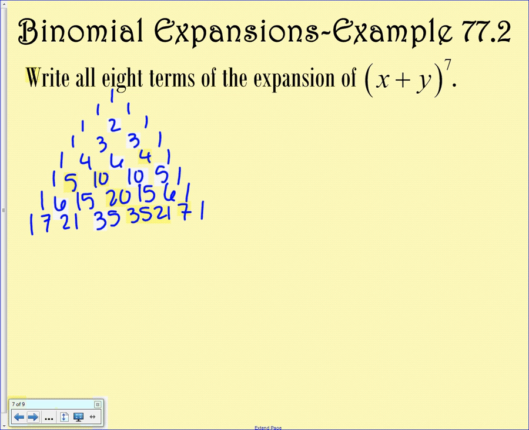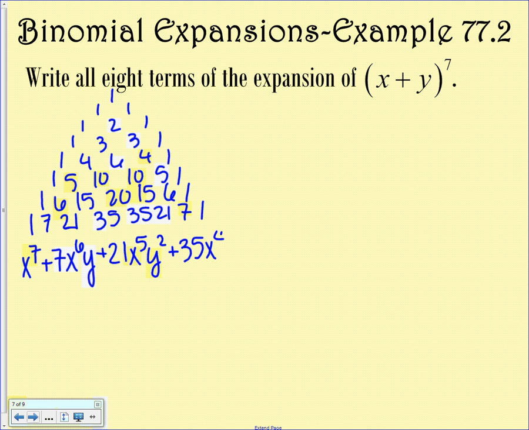the coefficients. Okay? So we're going to have 1 x to the 7th, because that's what our exponent is, and then plus 7. Our x is going to drop by 1 so that our y can go up by 1. It was a 0 on this first term, so now we have a 1. And then we go to 21 x to the 5th. Well, our y has to go up to a 2 because it has to always add up to 7.